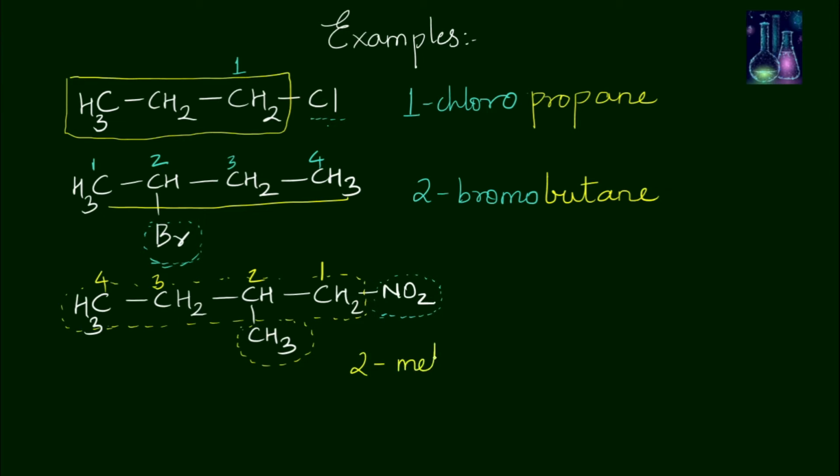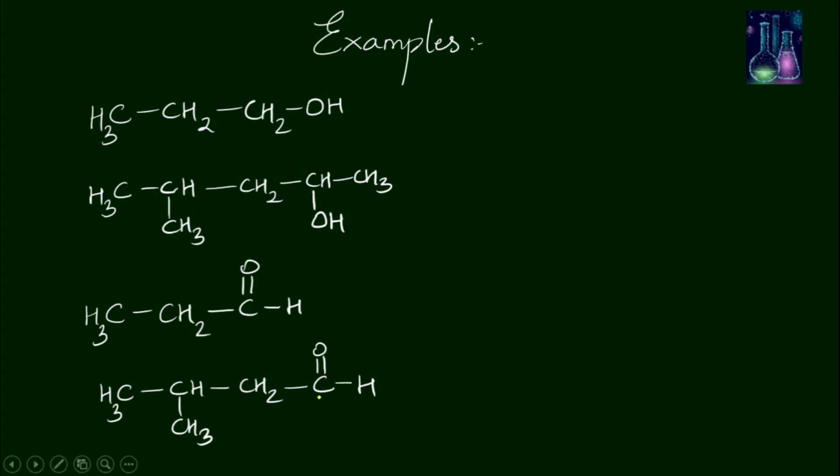2-methyl-1-nitrobutane. Since it is carbon-carbon single bond and 4 carbons, so butane. So this is the name of the molecule. So these functional groups are always placed as the prefix. Now let's see the molecules which are placed as suffix.